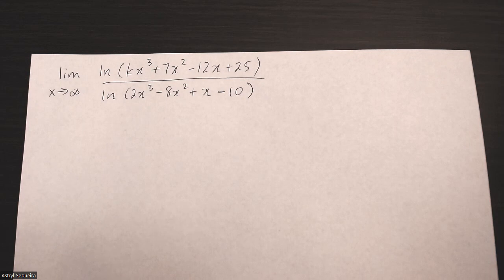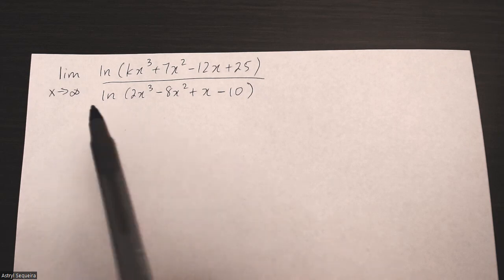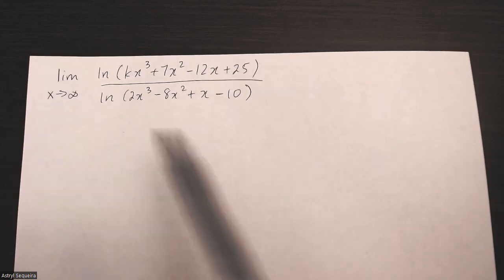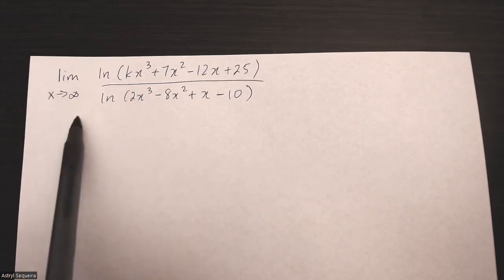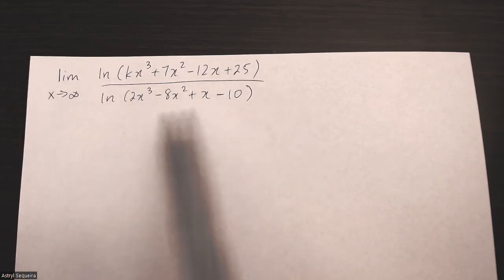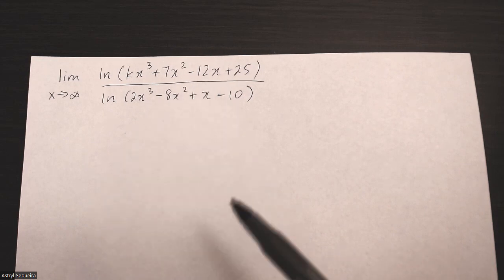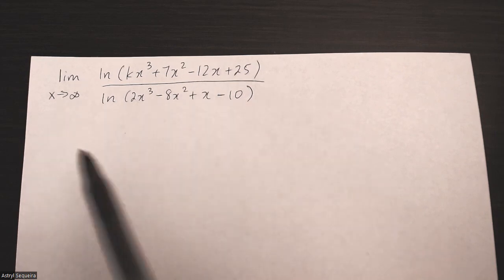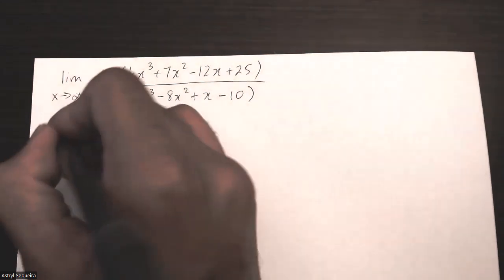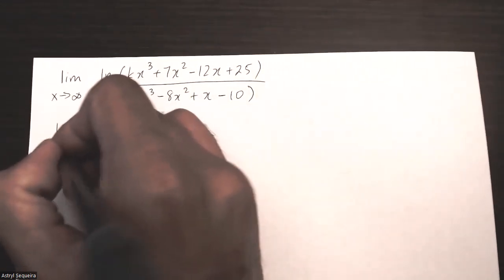All right, so in this video, I want to find the limit as x approaches infinity for this equation over here. Now, since we have ln's in this equation, we can't divide everything by the highest coefficient. So the first thing I'm going to do here is use L'Hopital's rule. So I'm going to differentiate the top and the bottom separately.